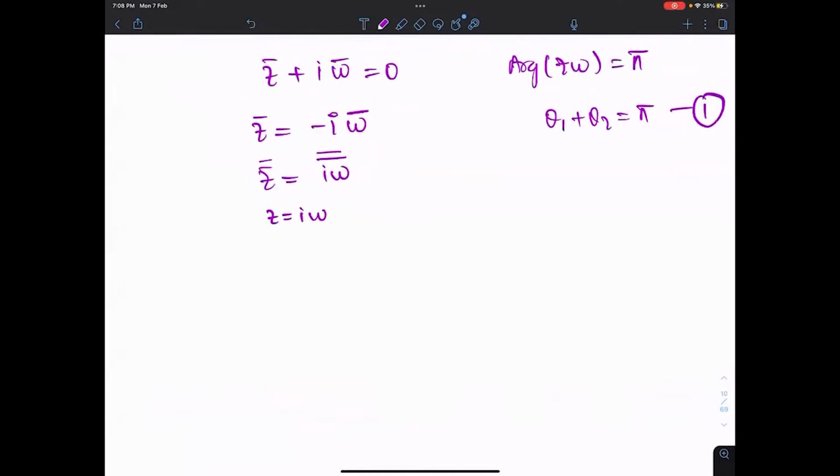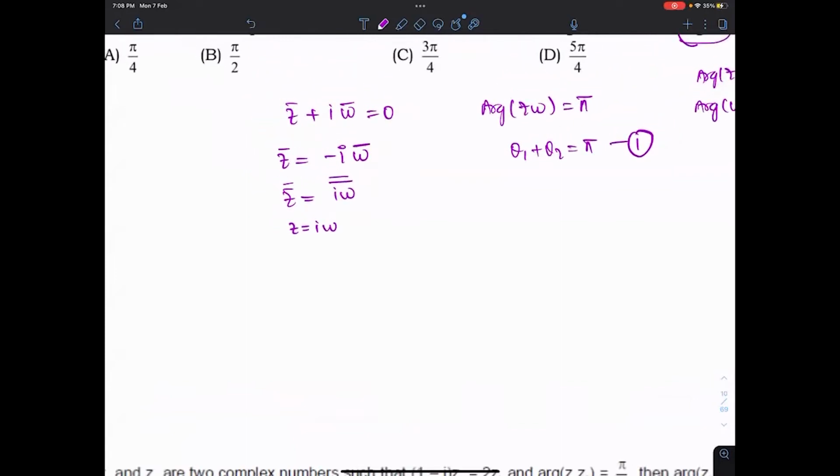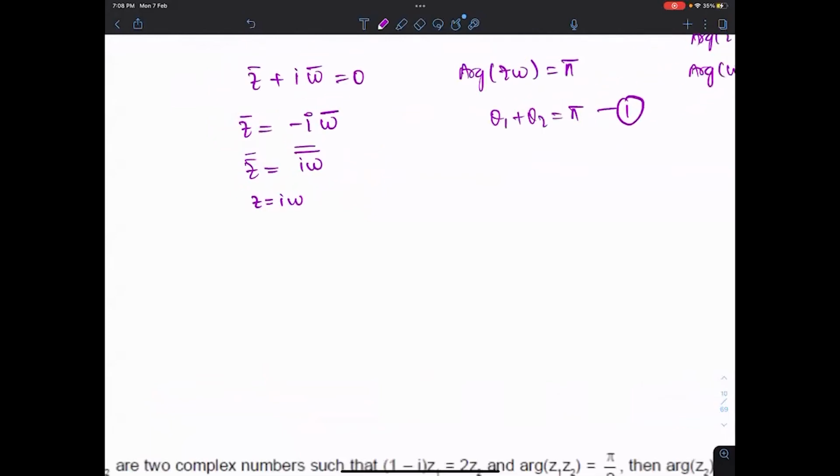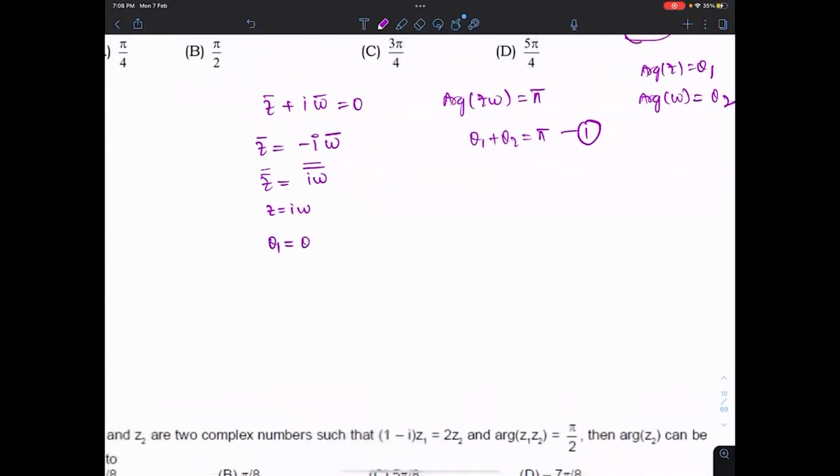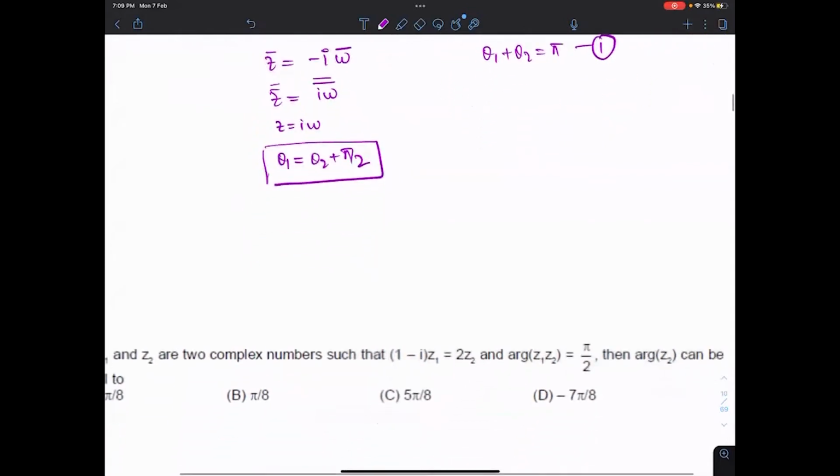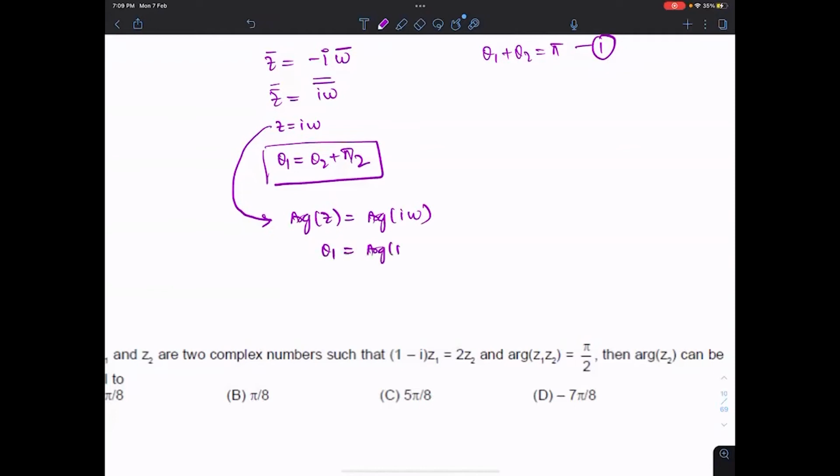Okay. So if you understand rotation, directly I can write here that theta 1 is equal to theta 2 plus pi by 2. Or let's say, because rotation I'll come to it later, after like 5-10 minutes, forget about rotation. Just apply argument on both sides. Argument of iW. What is argument of Z? Theta 1. What is argument of Z1 Z2? Argument of Z1 plus argument of Z2. Like this I can write. So theta 1 is equal to argument of i, which is pi by 2, plus theta 2. Anyways, you will get this.